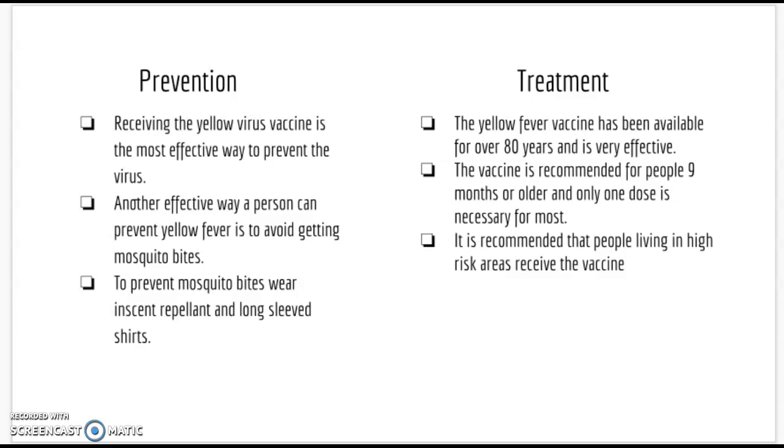The prevention for yellow fever is pretty simple. The yellow fever vaccine has been available for over 80 years and is very effective. The vaccine is recommended for people 9 months or older, and only one dose is necessary for most. It is recommended that people living in high-risk areas receive the vaccine.